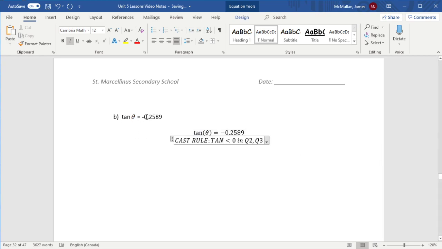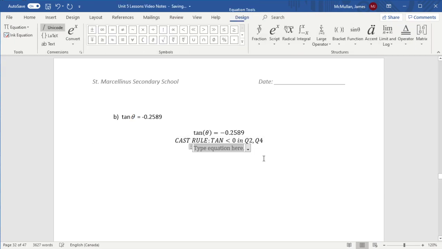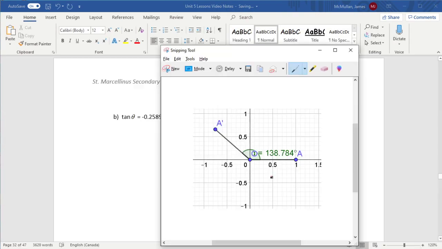So let's say tan is negative 0.2589. The CAST rule says, where is tan negative? Tan is negative in quadrant 2 and in quadrant 4. So those are the two places tan is negative. So what happens when I inverse tan negative 0.2589?